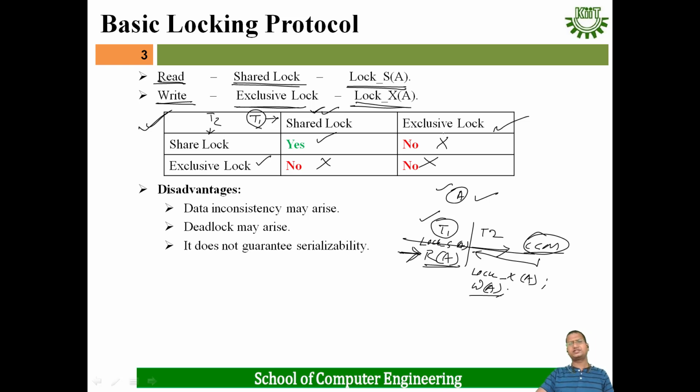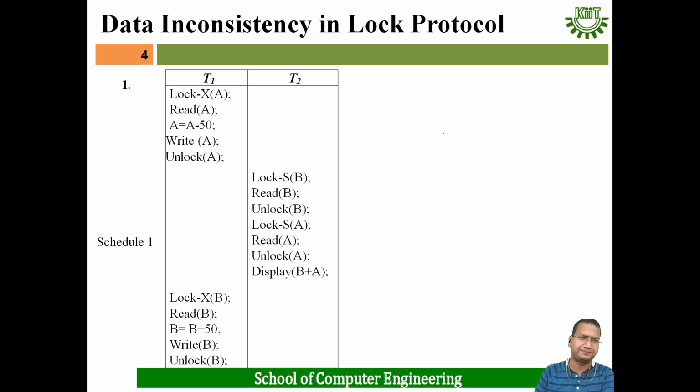And all those things we have discussed in the last slide, the locking protocol, in slide number 21. And what are the disadvantages of this locking protocol? Data inconsistency may arise in the basic locking protocol, and deadlock may arise sometimes. Even if we apply the basic locking protocol to avoid the concurrency control problem, sometimes deadlock may arise and it does not guarantee serializability. We'll see all those things one by one.